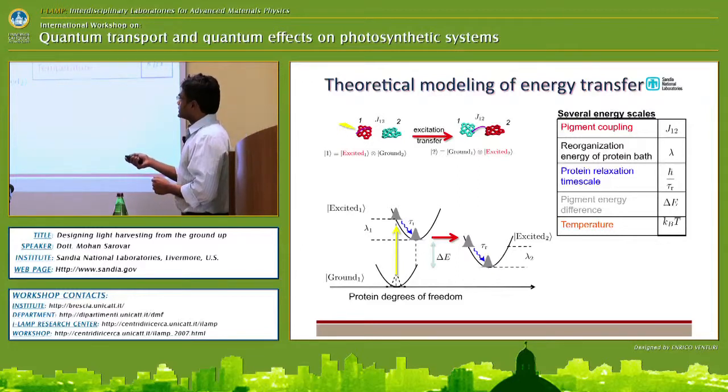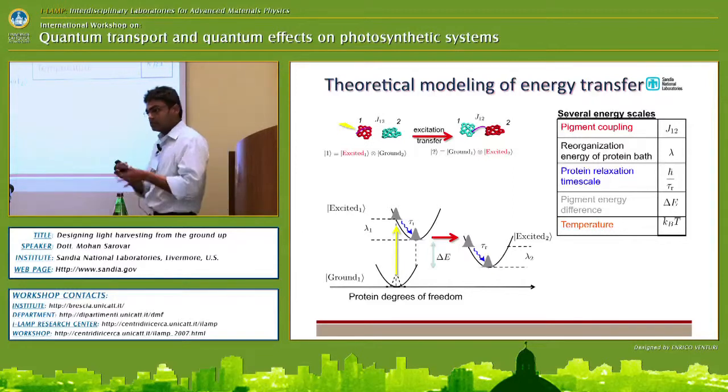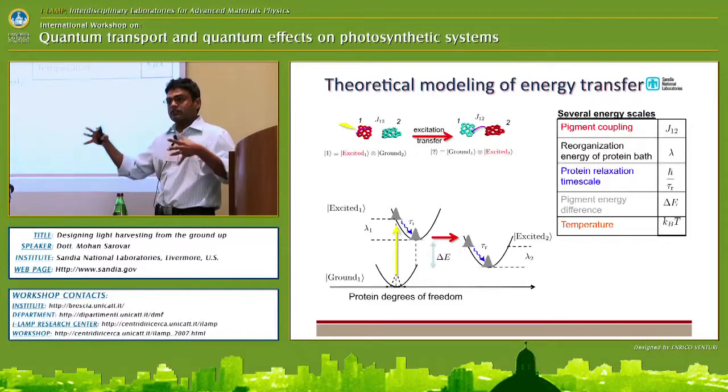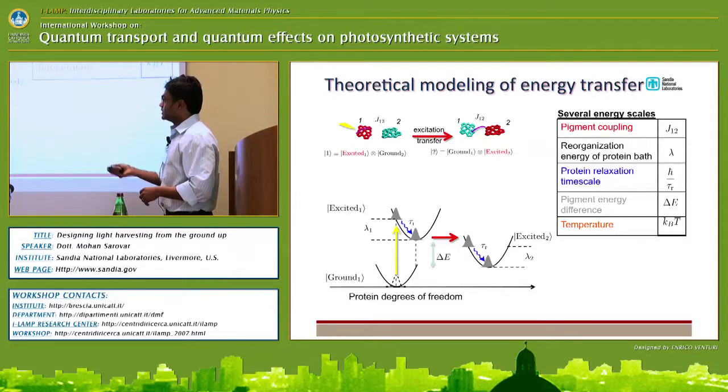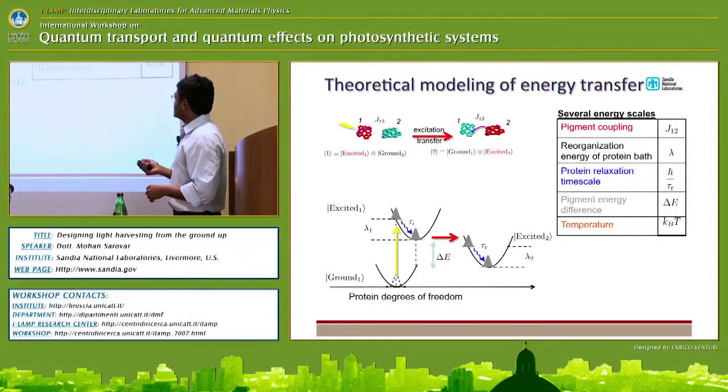Firstly, there's of course the relaxation time. Well, actually, let's begin with the pigment coupling. So that's the coupling between the two pigments. There's the coupling of the pigment to the protein bath. So that's this reorganization energy. That's a net change in energy as a result of the protein relaxing around the new excited state. There's a relaxation time scale for this. We convert that into an energy scale.